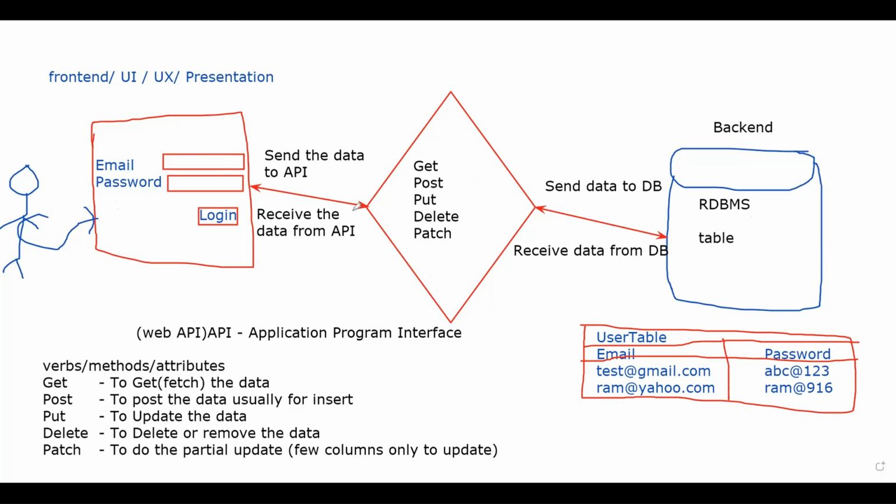Since we are using these methods, we call them verbs, methods, or attributes. Get: why do we need this? To get the data from the table, similar to your select query. Post is similar to your insert. If you want to update, then do the put. Then delete, and then patch for a partial update. For example, if I want to update the password only and nothing else, we can go for a patch. Got it? So this is how the API will work.